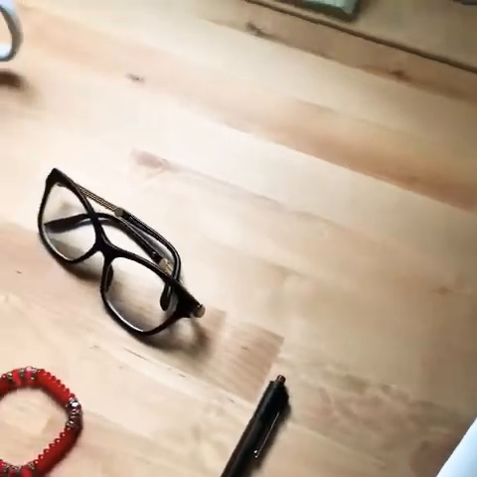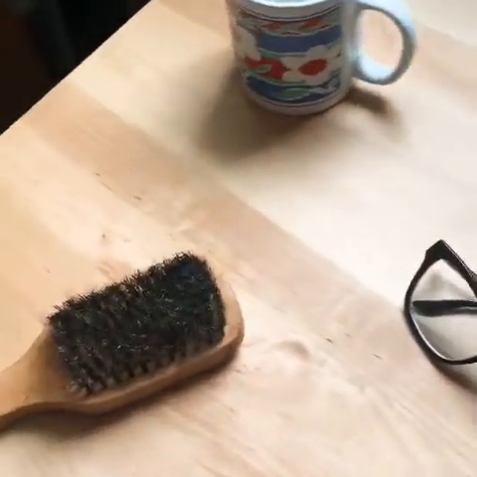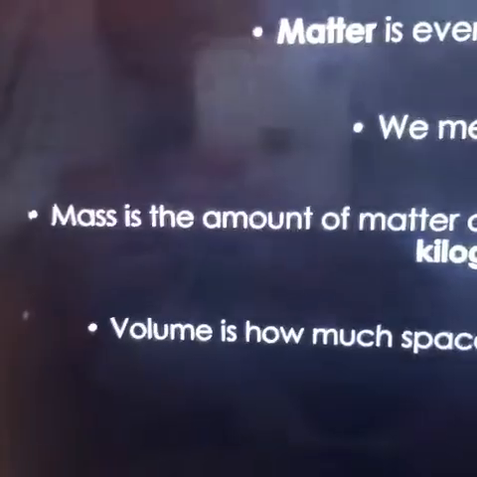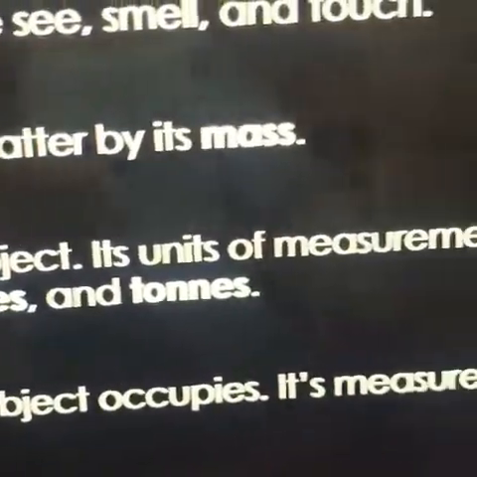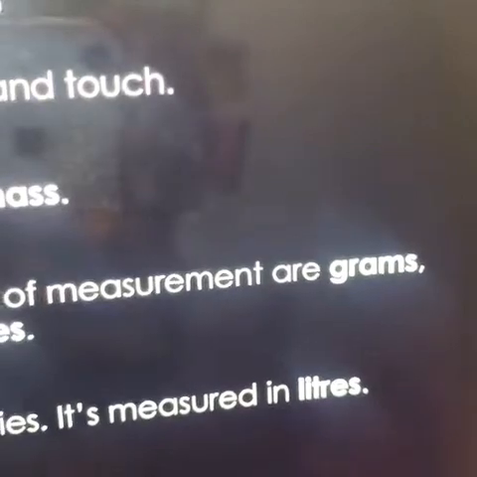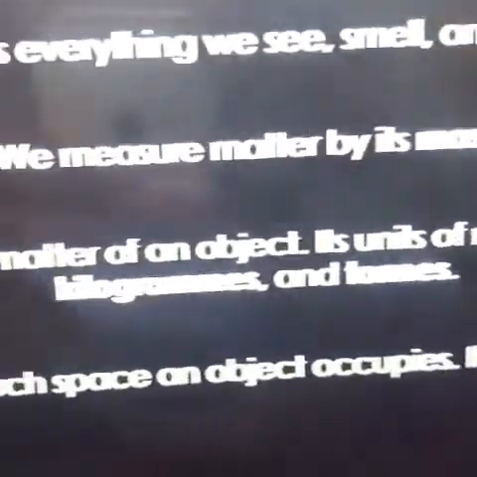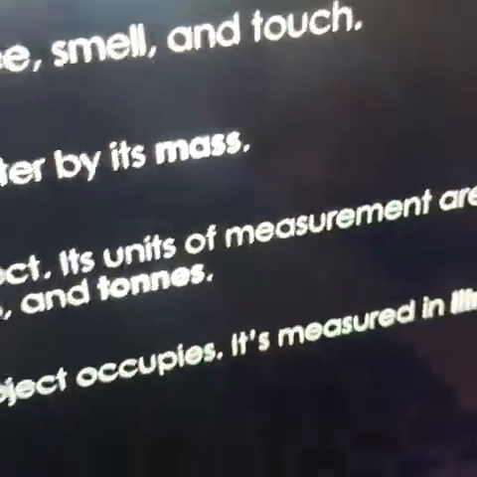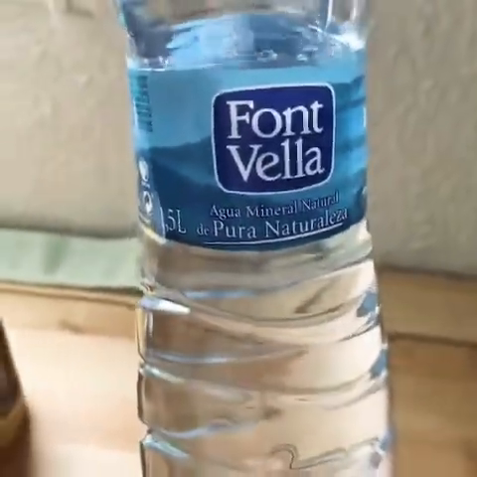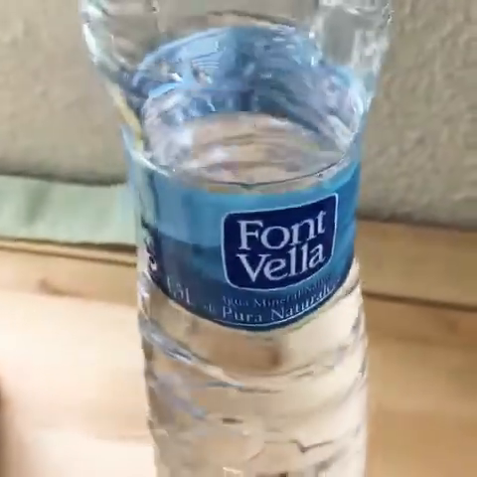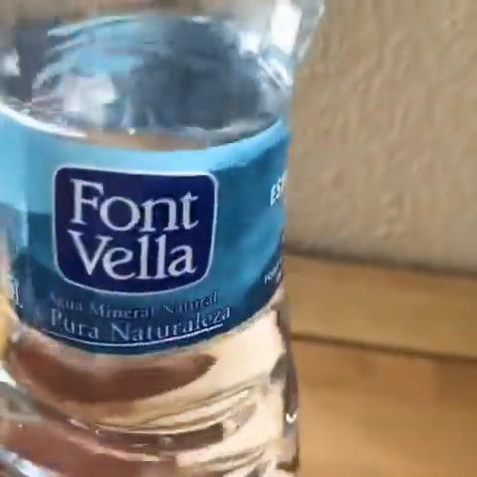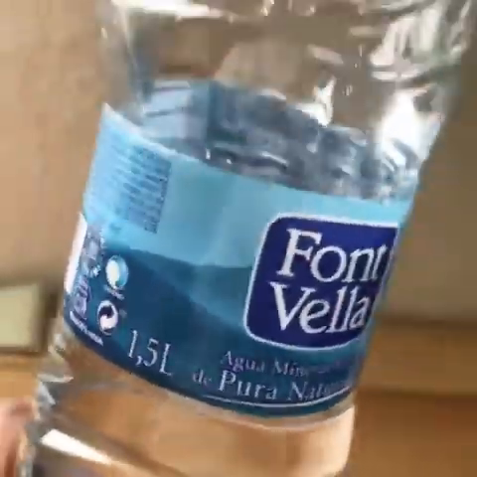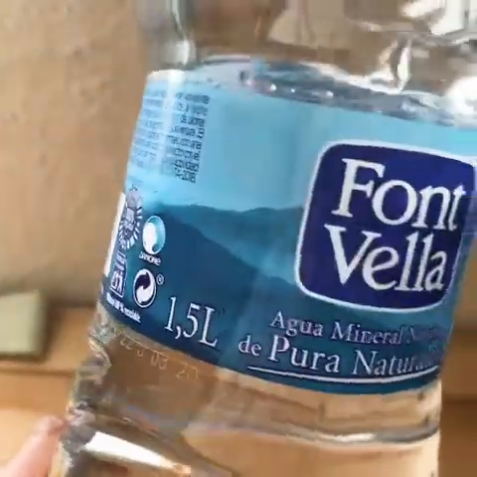And also, we remember that we measure matter in volume too. Volume is how much space an object occupies. We measure it in liters. So, what are some things we can measure in liters? Let's take a look at my table. Water. Water is an object that when we measure it in volume, we use liters. So my water bottle has 1.5 liters of water inside.